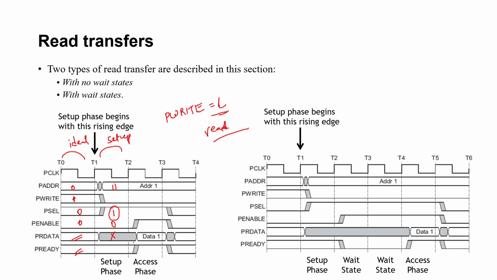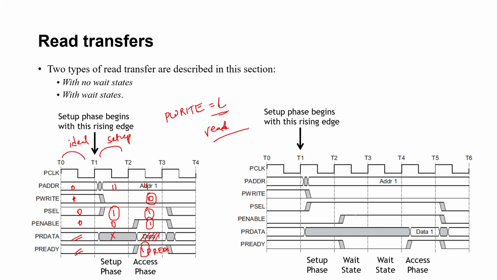After that, we move to the access phase. In this access phase, PWRITE should be low, meaning reading is happening. A valid address is also maintained, PSELECT is 1, PENABLE is also 1, and valid data is maintained. At that time the slave responds with the PREADY signal. When PREADY is high, the slave is ready to send the data to the master. So this is without wait state.